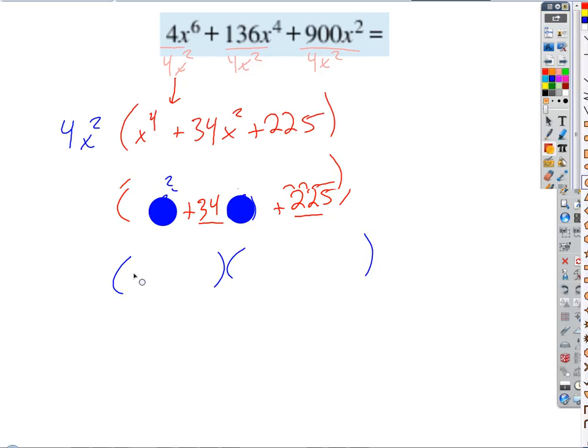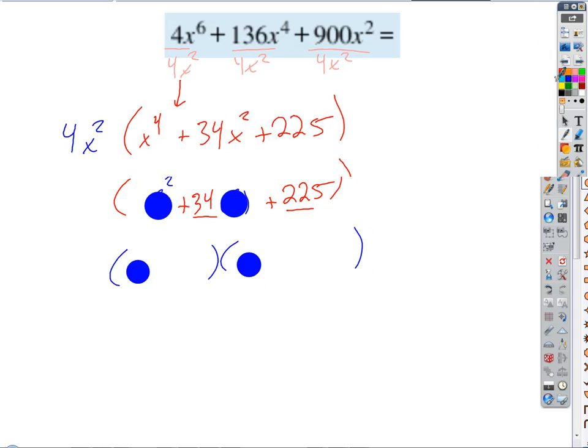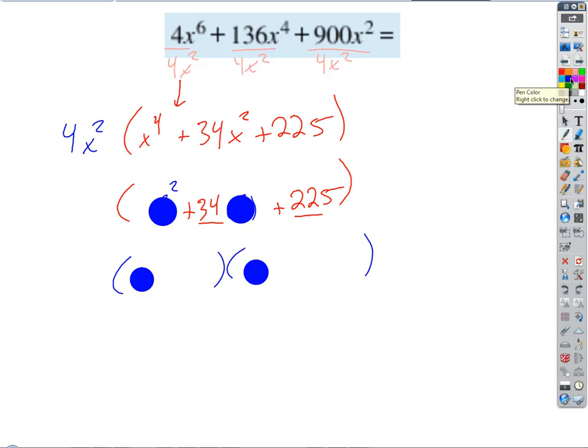I'd end up with a dot there and a dot there. We used to have x's back in the old days, right? But they're dots now. And then I'd have to somehow find some numbers that multiply to 225 and add to 34. Well, what are the signs going to be if those numbers exist? Both positive, right? Because they're going to multiply to a positive and add to a positive. So they both have to be positive. Well, let's just see what we can find here.